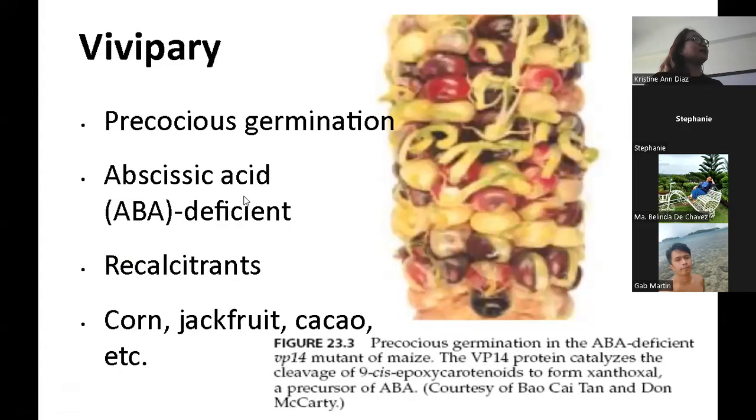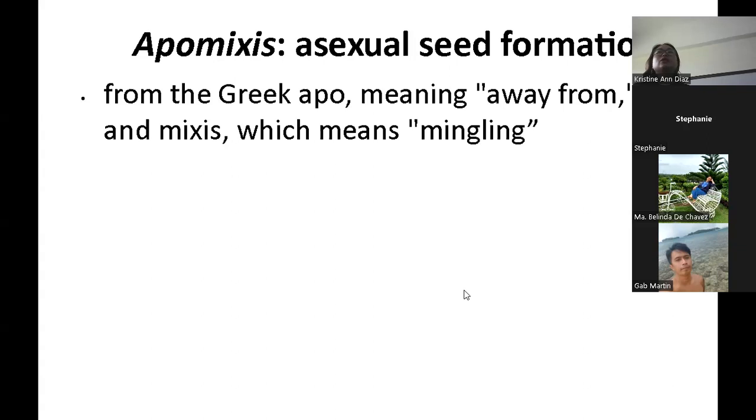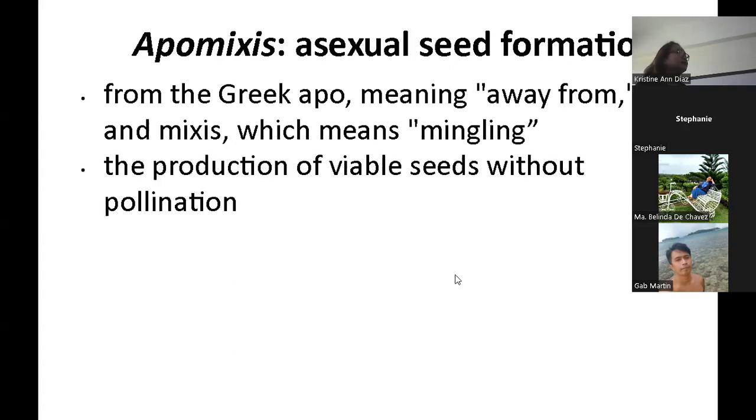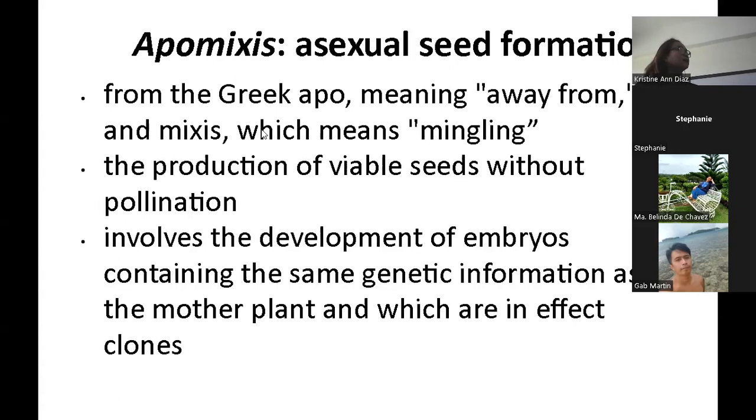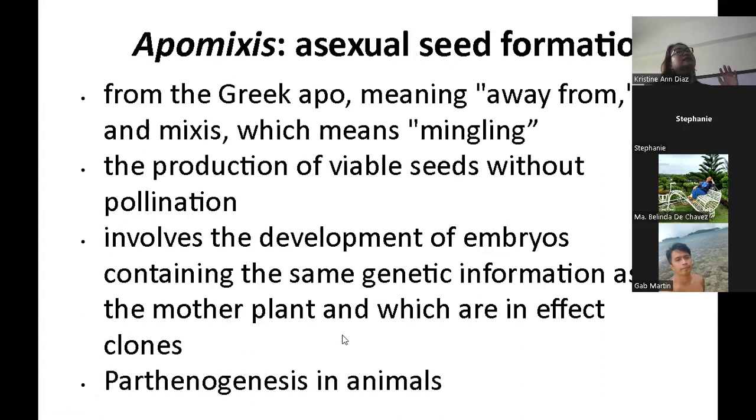Again, this is vivipary, which I showed you already. This is precocious germination. It has no abscisic acid and is mostly in recalcitrant seeds, like corn and cacao. And this is what I was talking about earlier, apomixis. It comes from the Greek words apo, meaning away, and mixis, meaning mingling. It has no complete sexual reproduction, but it can produce viable seeds without pollination. It has an embryo containing exactly the same genetic information as the mother plant cell, so they are clones. These are usually successful.